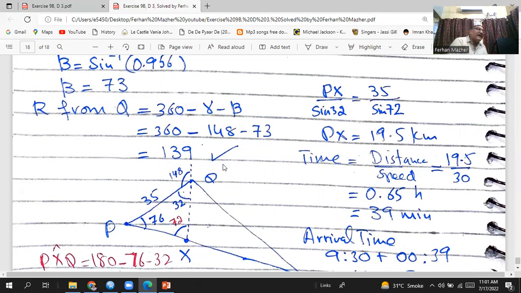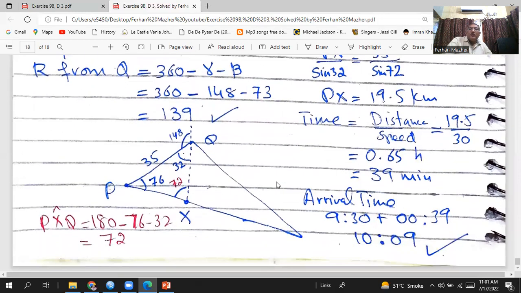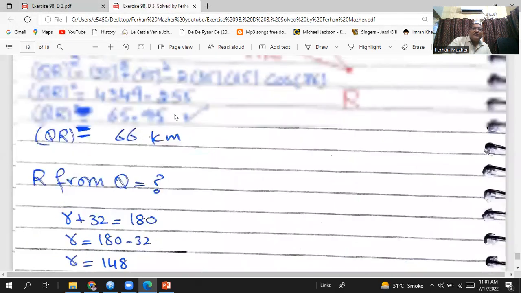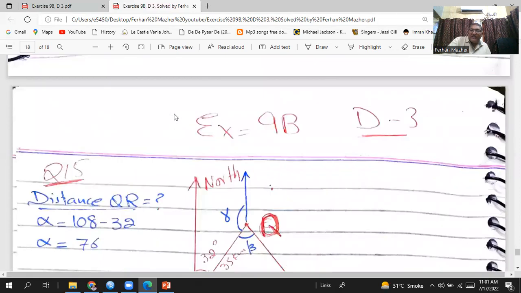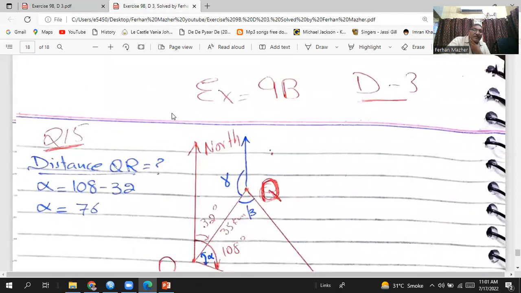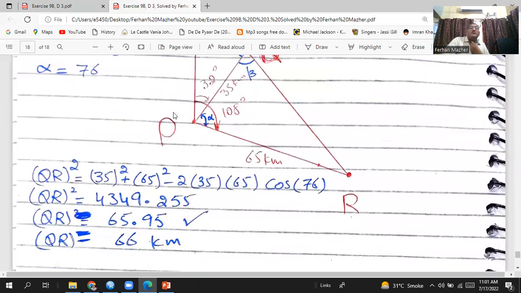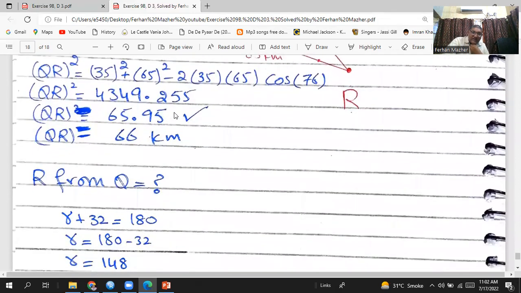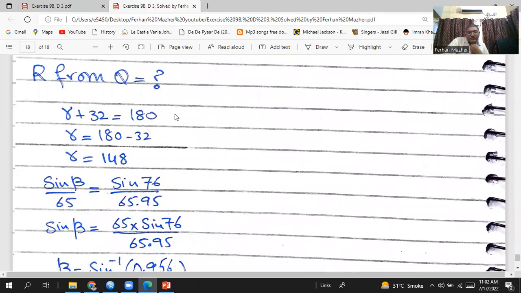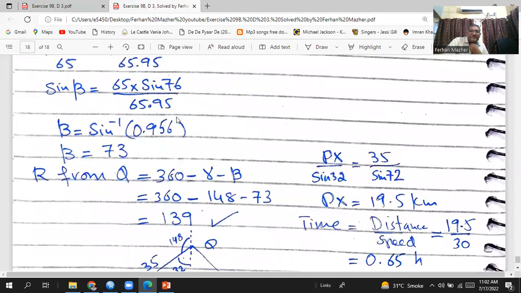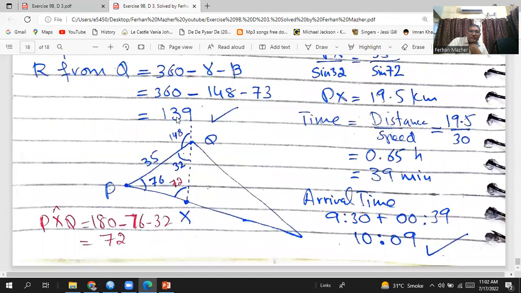So the ship started at 9:30 and the journey took 39 minutes. So the ship will arrive at 10:09. The ship will arrive at its destination at 10:09. So my dear students, this is question number 15, which was the last question of this exercise. I am slowly rolling it down. You can pause the video and take your time to see this question, absorb this question.